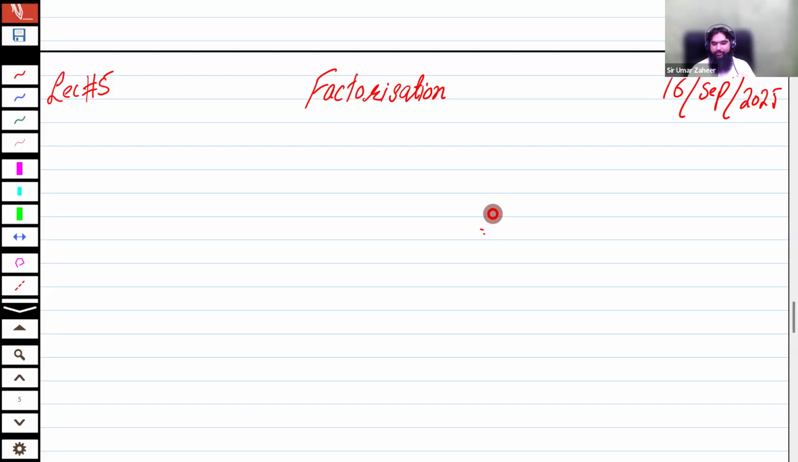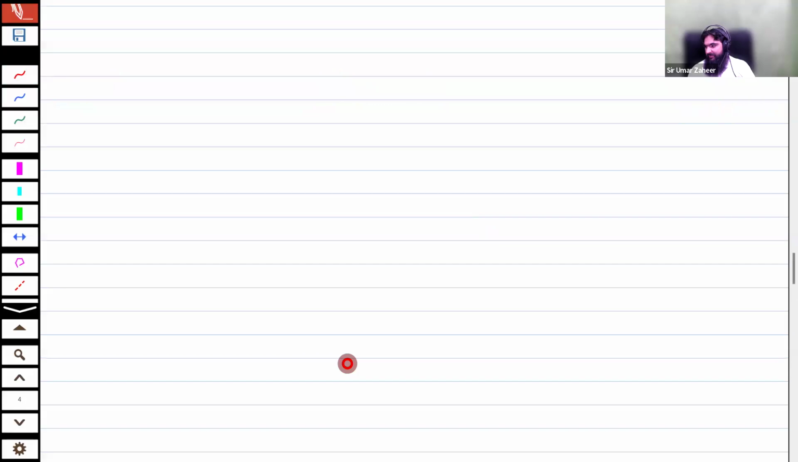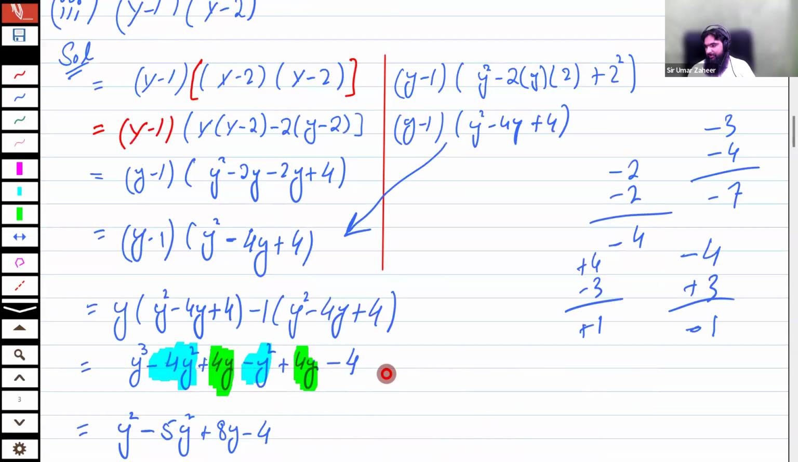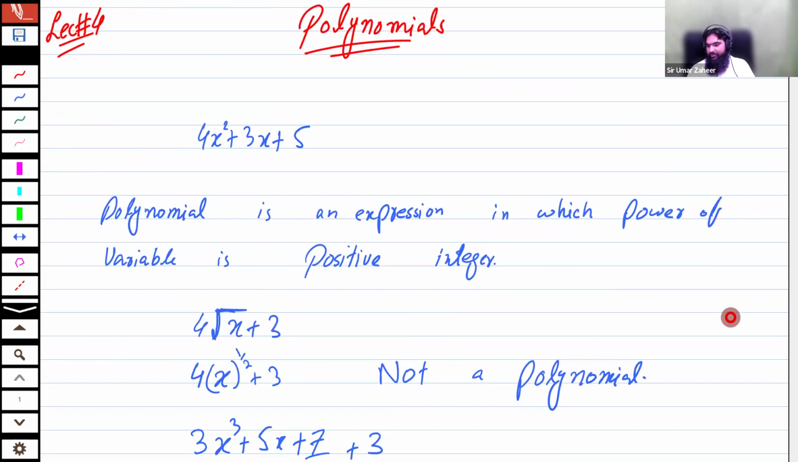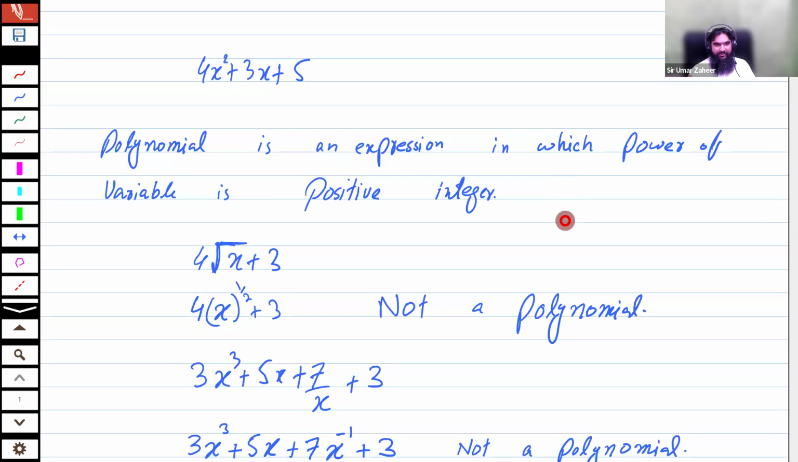So today we are just going to talk about factorization. Before we go to factorization, we have to recall what we did in the last class. In the last class, we talked about polynomials, and in polynomials, we talked about expansion and factorization. I told you a polynomial is basically a simple algebraic expression in which the power of the variable must be a positive integer. It cannot be a negative integer or any decimal or fractional form.